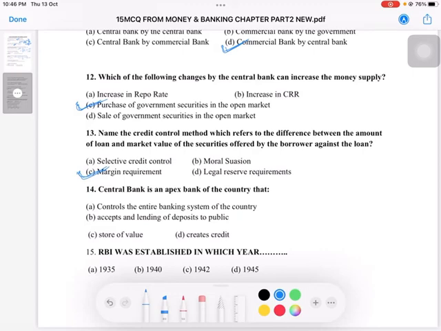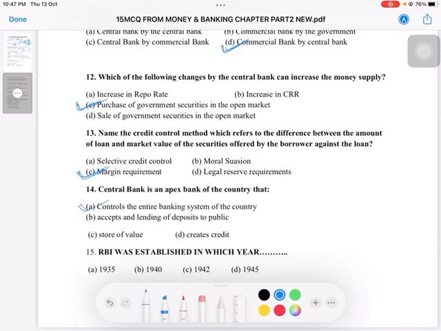Question number 14. Central bank is the apex bank of the country. What does it mean? Options are: A, control the entire banking system of the country. B, accept and lending of deposit to public. C, store of value. D, creates credit. Central bank is the apex bank. It means central bank controls the entire banking system. So the right answer is A. Control the entire banking system of the country.